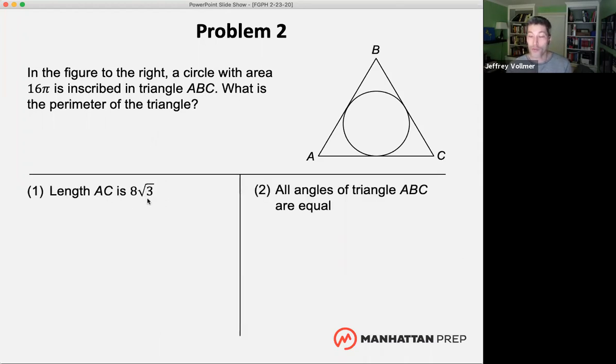I want you, if you chose answer A or D, tell me in chat why you think statement 1 is sufficient. So why is statement 1 sufficient? And I think about half the people gave me answer A or D. Actually, more than half.